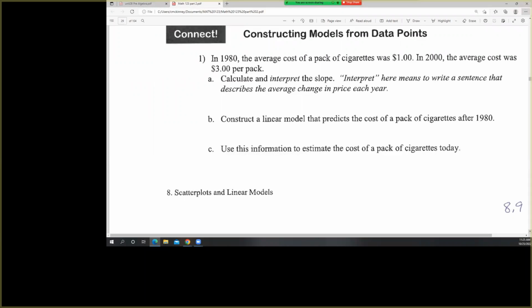So in this case, cigarettes, this is quite a change since 2000. 3 take away 1, and then 2000 take away 1980. So $2 over the course of 20 years. Good. So I get 0.10. So this would be 10 cents per year.